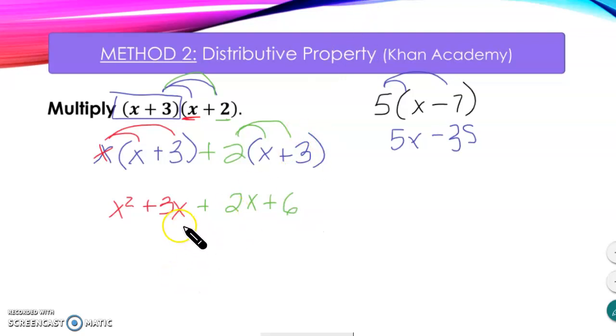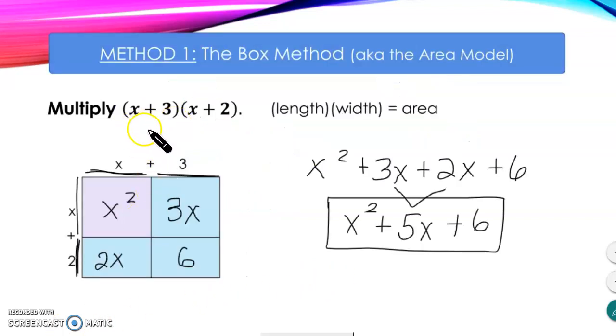We're going to go ahead and combine like terms. 3x plus 2x is 5x. And bring down the x squared. Bring down that 6. And there we have the same answer that we got before. Back when we did the box method with this example, we also got x squared plus 5x plus 6. So both ways are perfectly fine to do, and you can do whichever method you prefer.